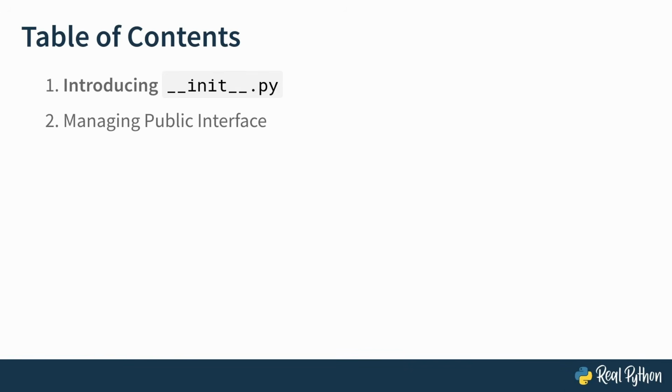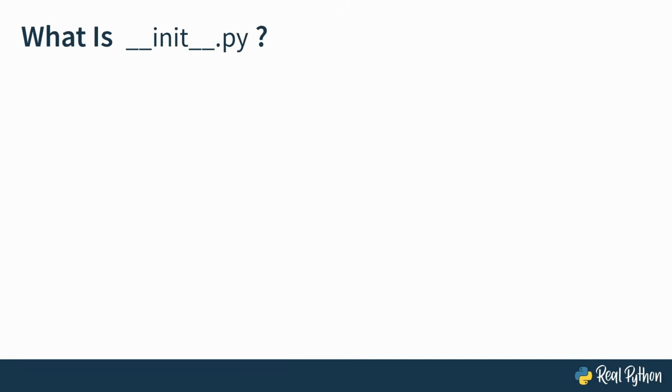So in this lesson, you'll get a quick introduction into dunder init.py before diving into some examples later in the course. So what is dunder init.py? Well, it ends with .py, so therefore it's a module, but it starts with 2 underscores and ends with 2 underscores. So that's a dunder module, if you like. So that makes it a magic module.